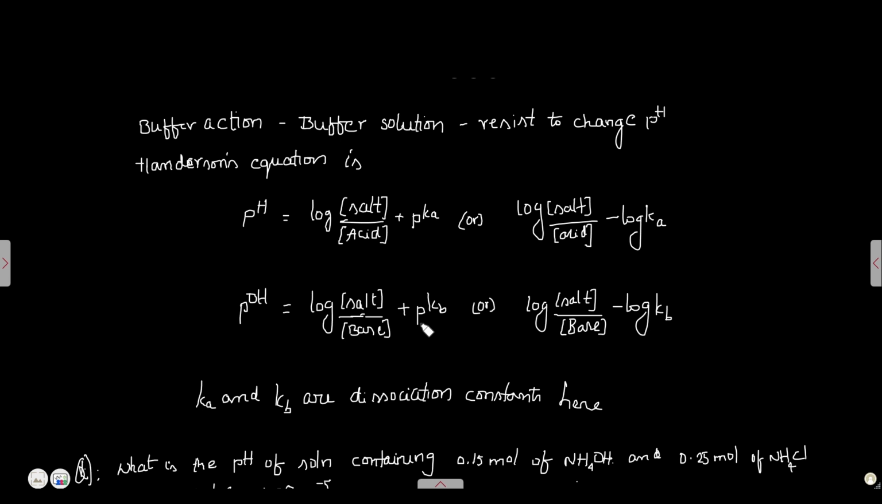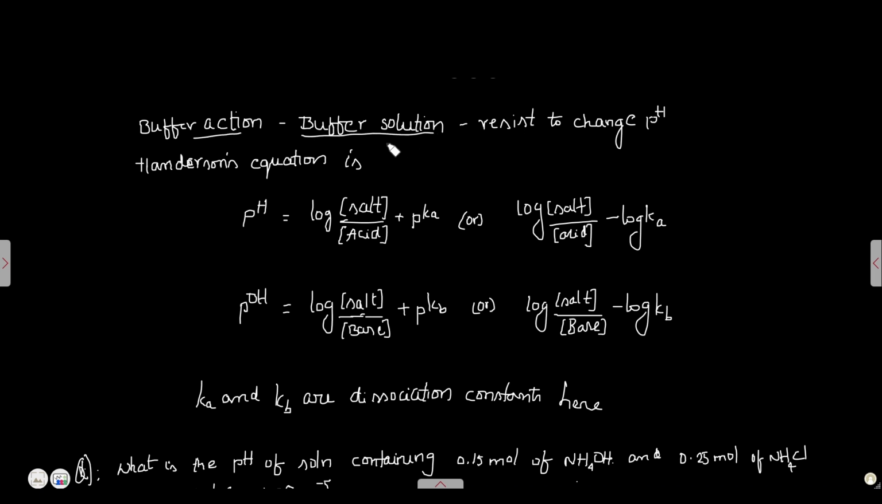Hi everyone, let us solve some problems based on pH of buffer solution. First of all, you need to know what is buffer action and buffer solution. If you take any solution and you are adding drops of alkali or acid to that, its pH doesn't change. The solution resists change in its pH even though you are adding H plus ions or OH minus ions to that. That action is called buffer action, and the solution which possesses this action is called buffer solution.